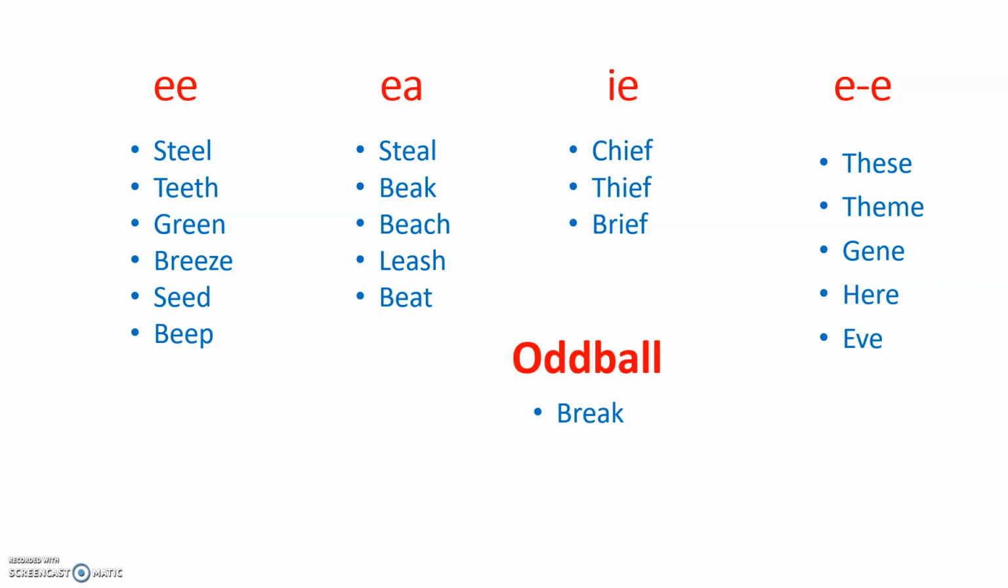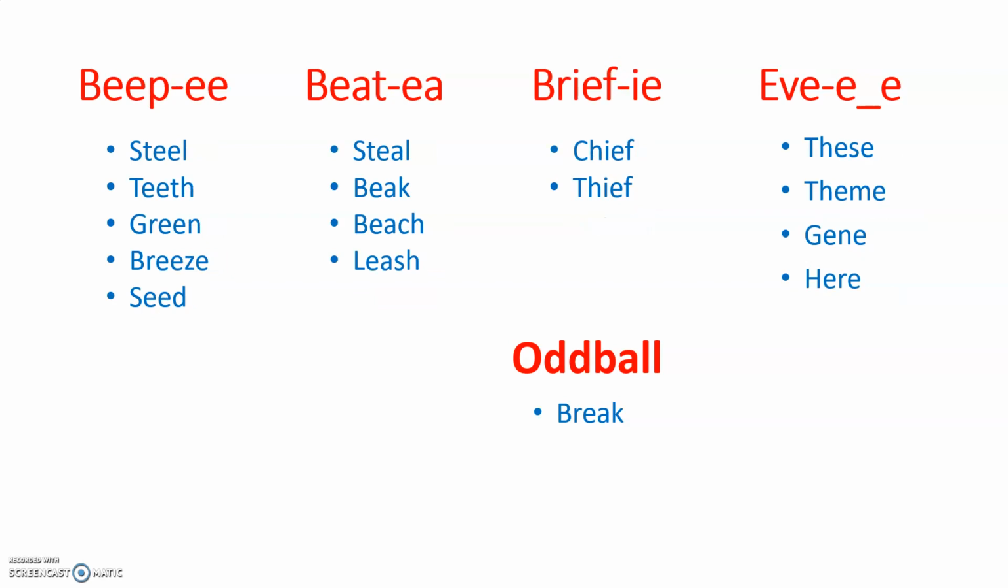So it would be totally in its own category. The teacher would not tell the student that this is how you sort the words. Instead, the teacher would give a key card, one of the words from each of the categories. So for the EE, they would give beep. For the EA, they would give them the word beat. For the next category, Eve, and then they would give them the oddball category.